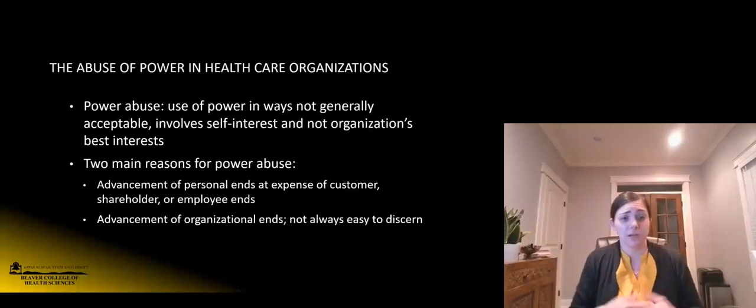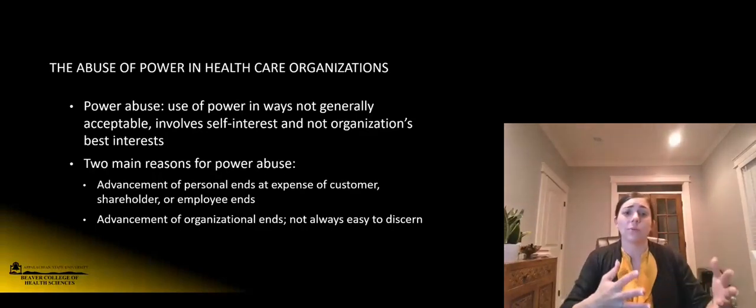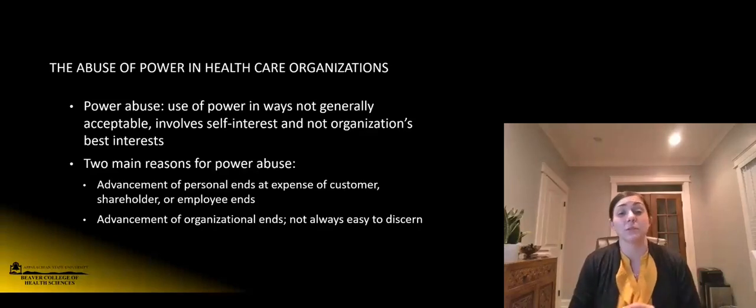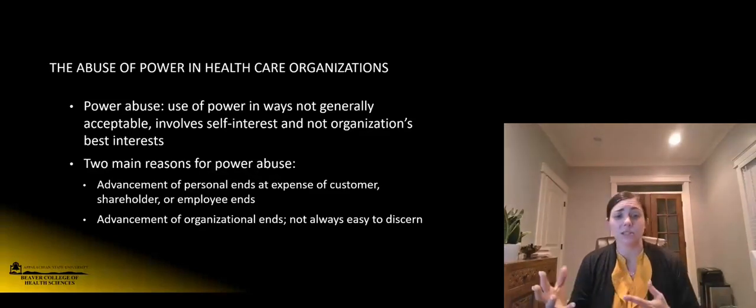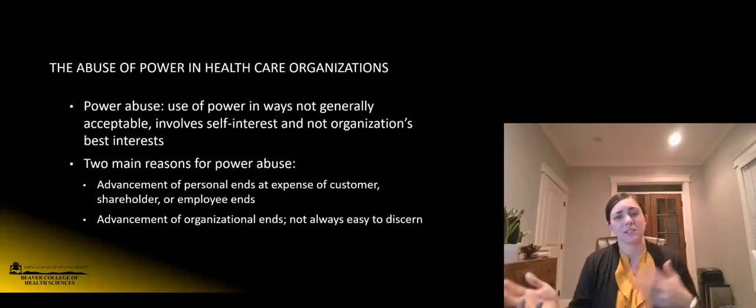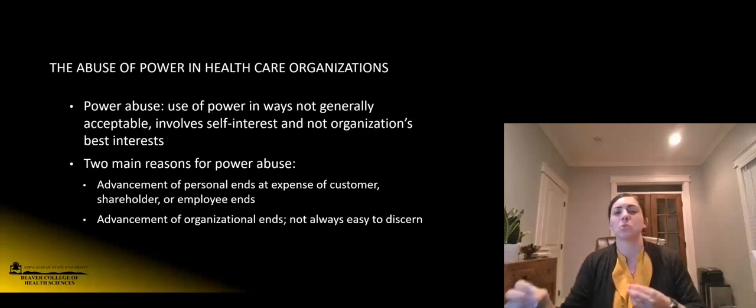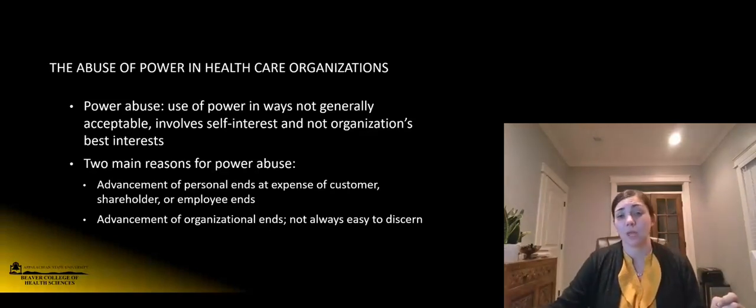Now, sometimes we see abuse of power, and that's when power is used in ways that's not generally acceptable, either involving promoting self-interest or in a way that doesn't fit with the organization's best interest. It's punitive, it's not equitable. That's what we're concerned about. And there's two main reasons this occurs. One is someone wants to advance their own ends, their own personal agenda. The other side is maybe they want to advance the organizational ends, but they're willing to cheat a little bit or do things that are inappropriate and push their employees too hard in order to benefit the bottom line.